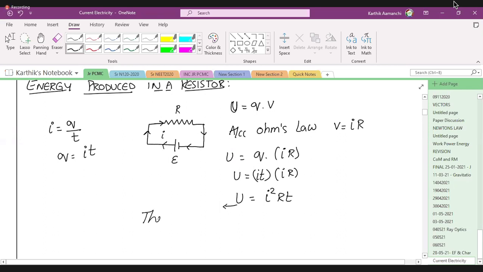That's why we call it heat energy. The energy in your capacitor is I square. Huh?